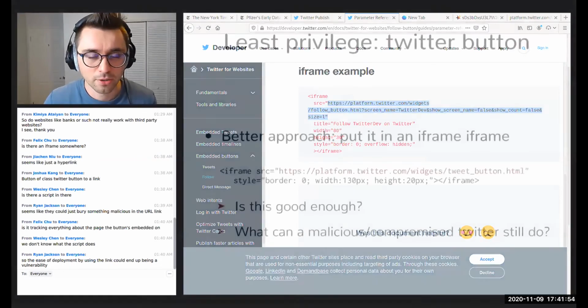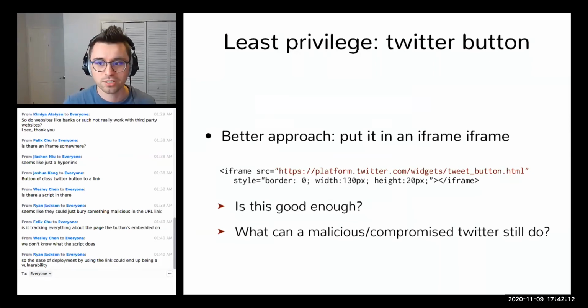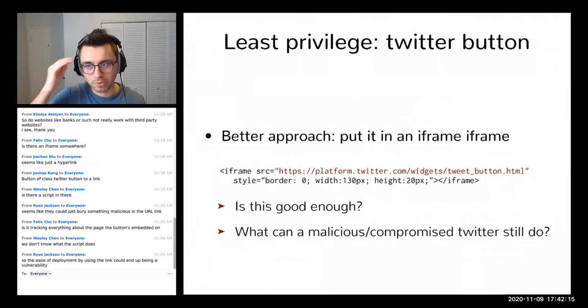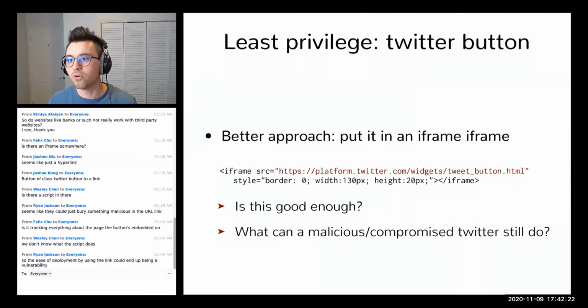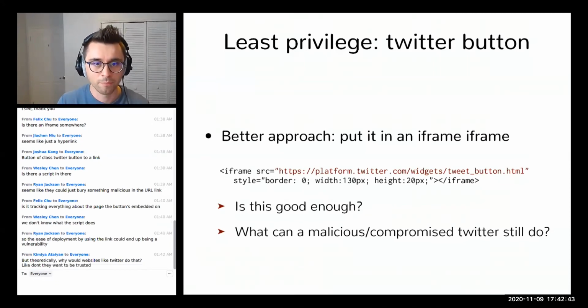Okay, let me look at this question. Ryan asks, the ease of deployment by using the link could end up being a vulnerability. Yeah, a super duper scary one, right? And to be completely honest, it's kind of unethical that they make it look like just a simple link when really it's a link plus a script. They should make it very clear that you're loading a script and you're trusting Twitter when you do this. And I don't know what the script actually does, but to whoever said earlier, it's definitely looking at what you're actually doing on the page. This is kind of how ads really work. They look at what you're doing and what's actually on the page, because that's how they make money, really.